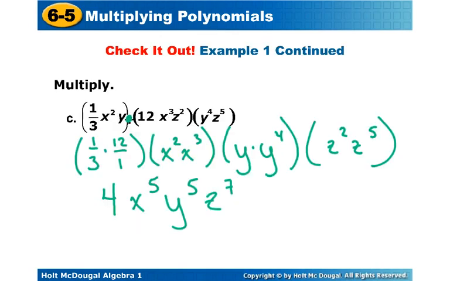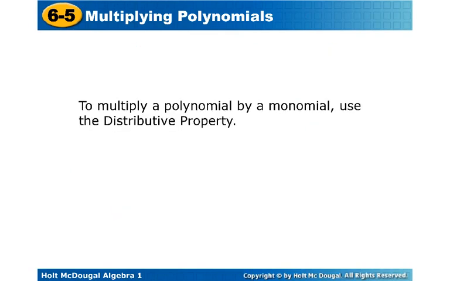All right, and here's the answer for letter C. All right, if you guys have questions, please contact me. But what we're going to do now, so that was multiplying a monomial by a polynomial. That was just multiplying monomials together. So now what we're going to do is we're going to look to multiply a polynomial and a monomial.